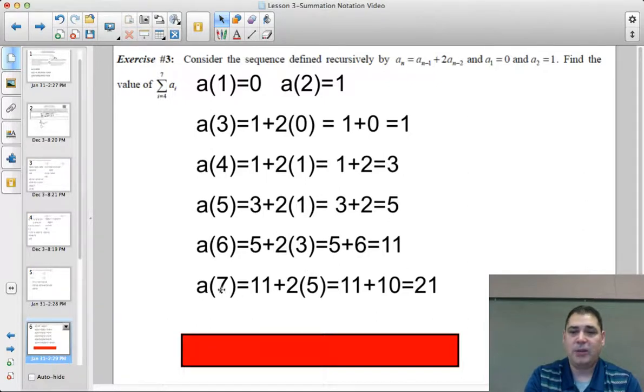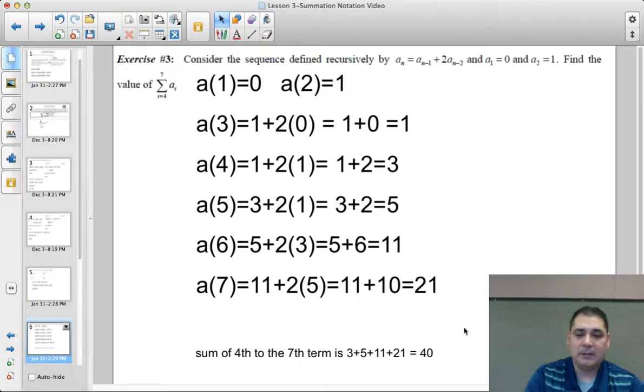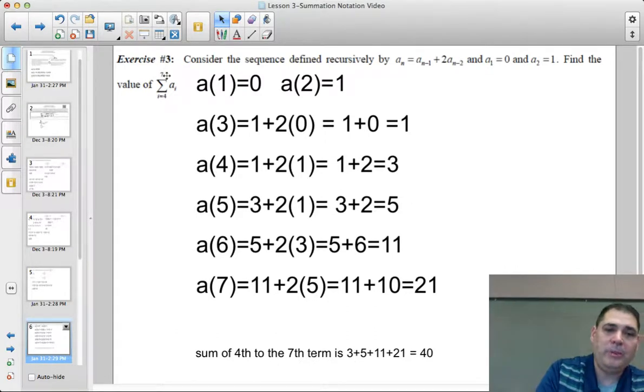Now, if I want the 7th term of the sequence, again, you need the previous 2 terms. Take 11, add it to 2 times the 2nd previous term, which is 5. Add those together, you get 21. Now, they want us to find the summation of the 4th term all the way up to the 7th term. So the 4th term is 3, 5th term is 5, 6th term is 11, and the 7th term is 21. Add those together, and you get 40. So the sum from the 4th term all the way up to the 7th term is 40.